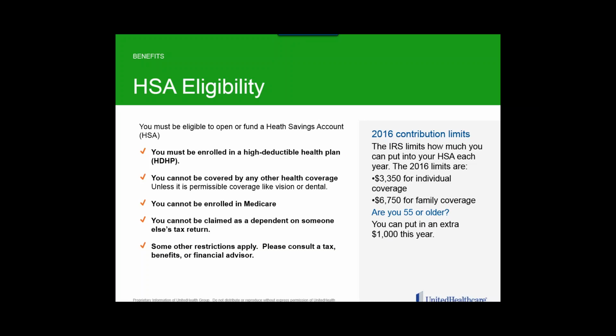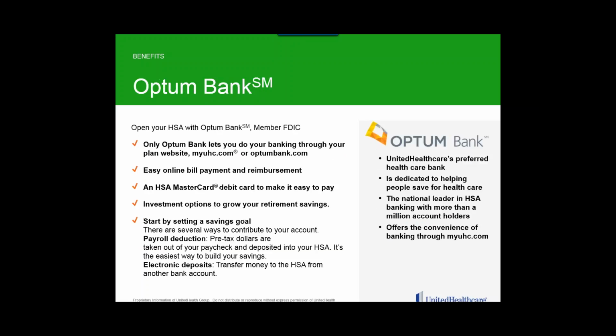So there are limits as to how much you can contribute. If you have individual coverage, you can contribute up to $3,350. If you have family coverage, you can contribute $6,750. And if you're over 55, you can put in an extra $1,000 this year. You would deduct, of course, the amount that Valencia gives you from those maximums because you cannot exceed it, including an employer contribution.